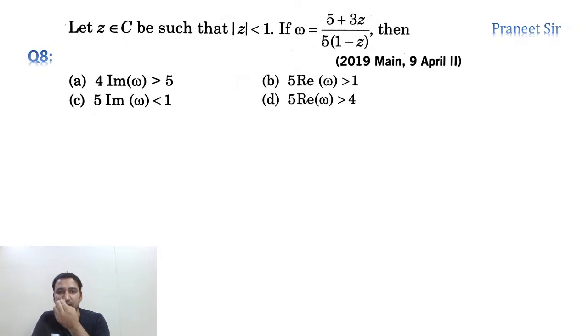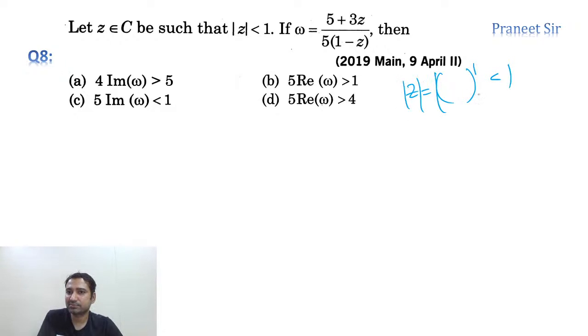Mod z less than 1 he gave, and omega value he is giving. Omega is different from cube roots of unity, guys. Now tell me, can I calculate z in terms of omega, and finally we'll apply mod z less than 1? Why? Because he is saying mod z less than 1. Clear? Mod z less than 1 we need to calculate.